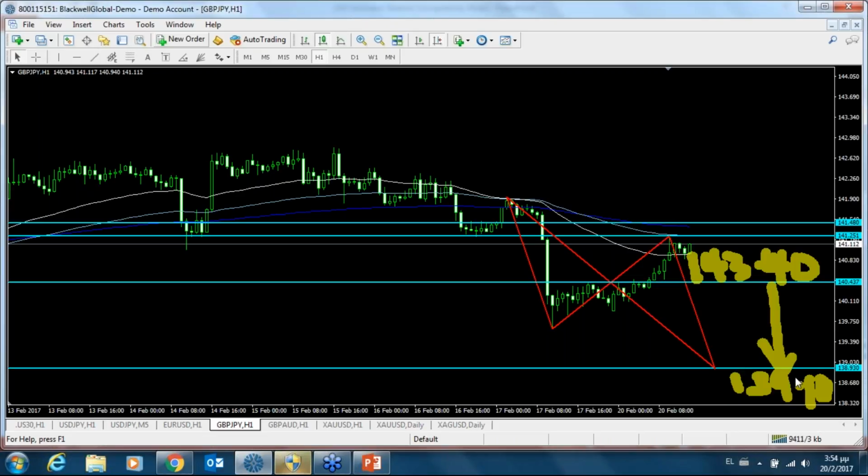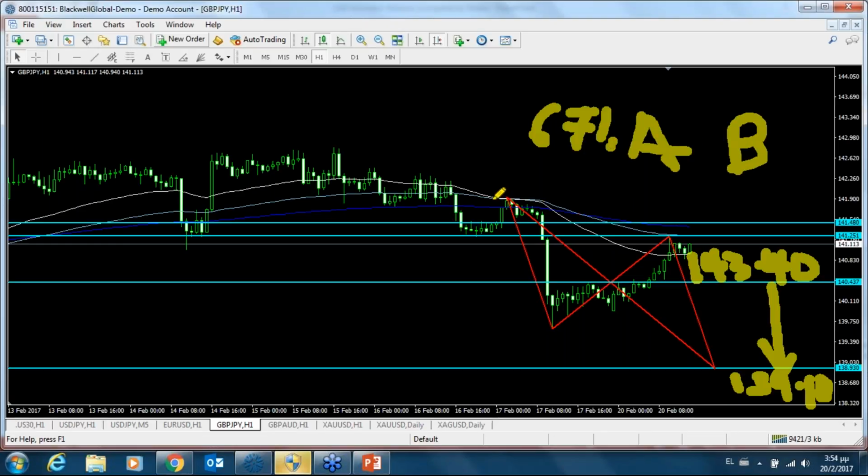Okay, so your stop loss would be about 67% of your A to B. That's your stop loss area, the 67% Fibonacci level of your A to B. You pull it from A to B, and then you find your 67% area. So let's just do that very quickly.